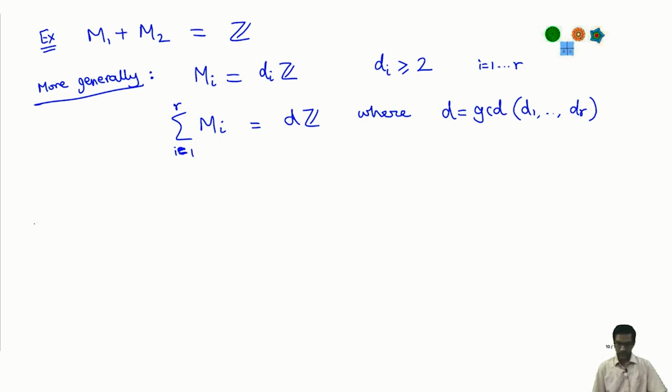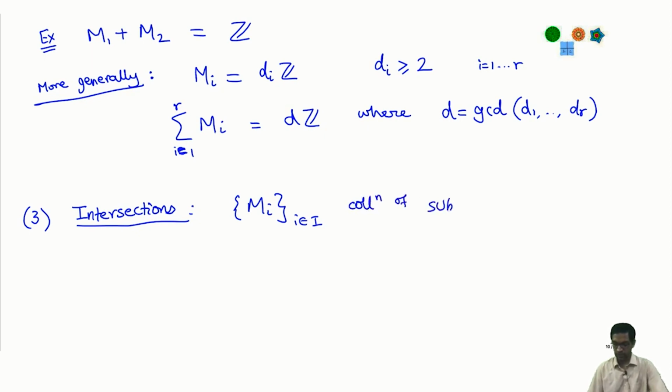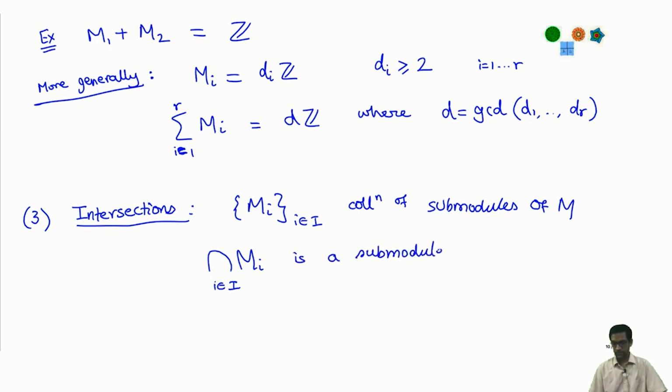So that's the second general construction, which is sums, and the third construction of submodules is intersections. If I take an arbitrary collection as before, so if the M_i's are a collection of submodules of M, then I can talk about their intersection, the intersection of M_i, which is just the set of all elements which belong to all of them. The usual definition, i belongs to I, M_i, is also a submodule. Again, the verification is more or less straightforward, so I'll just leave that to you.